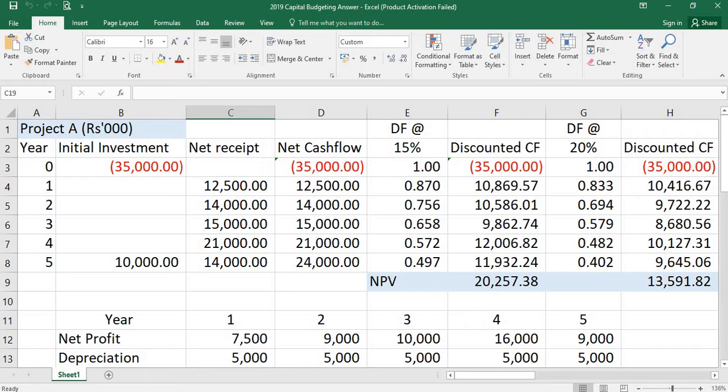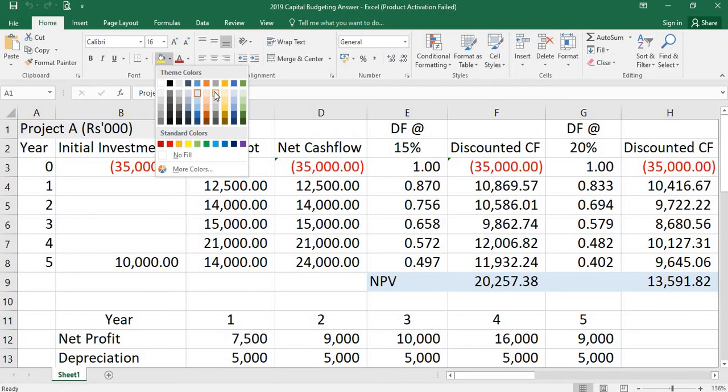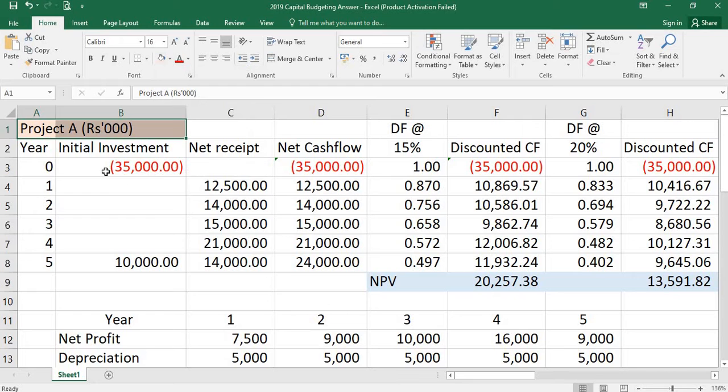I have already done this question in the Excel, so let me explain it. Okay, first let's take project A. The initial investment is 35,000. All figures are in short form. 35,000 is our cash outflow.